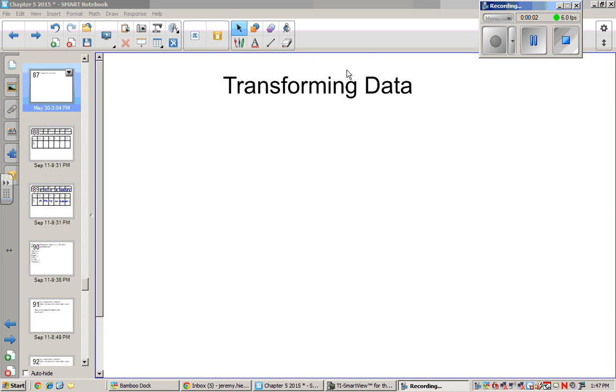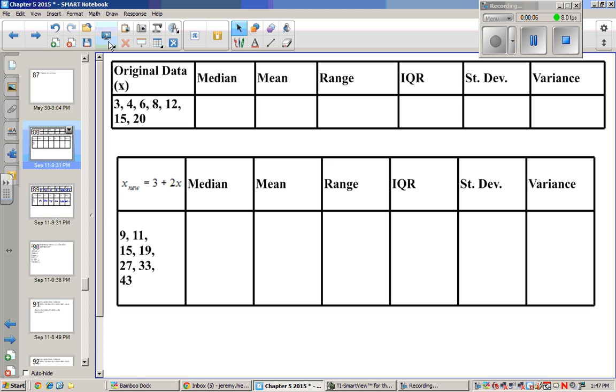Hello, today we're going to look at transforming data. So if I have some data, I'm just going to pick some points: 3, 4, 6, 8, 12, 15, and 20. I could find the median, mean, range, all these values, and fill them in.